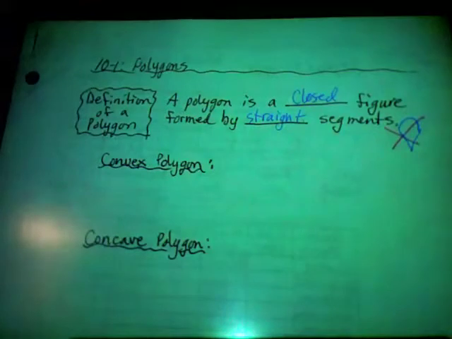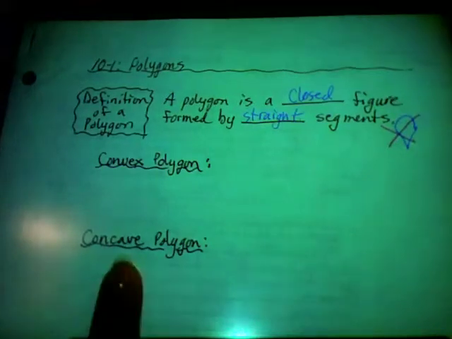Alright, so this is not a polygon. Then we're going to break a polygon into whether it's convex or concave. And it's easier to envision what a concave polygon looks like, because what does a cave look like? It's pushed into a mountain, isn't it, typically? So it's hollowed out of something.